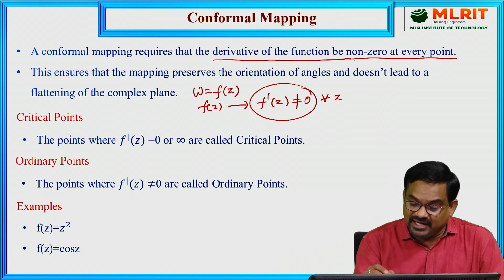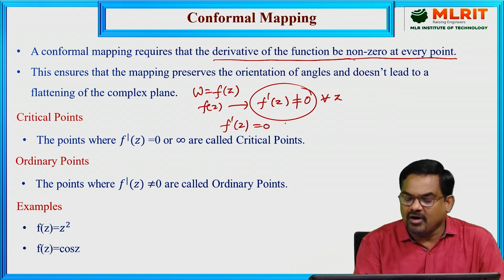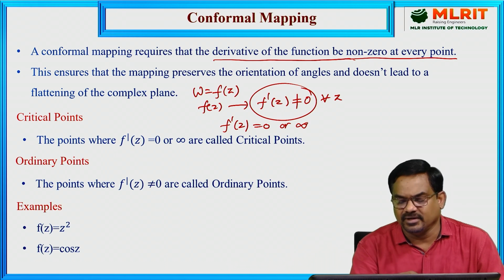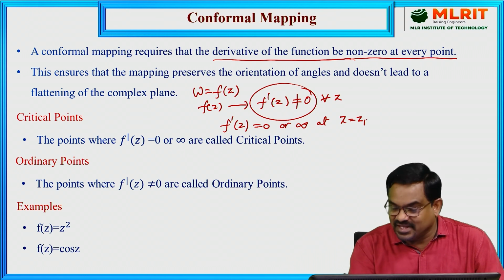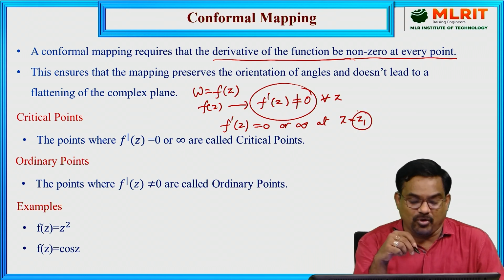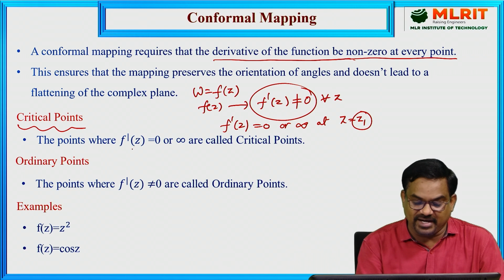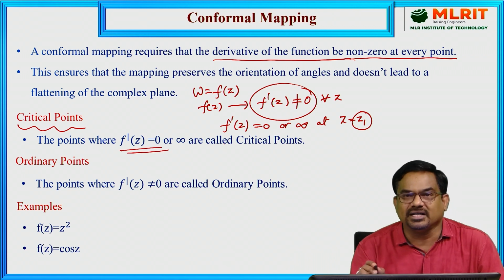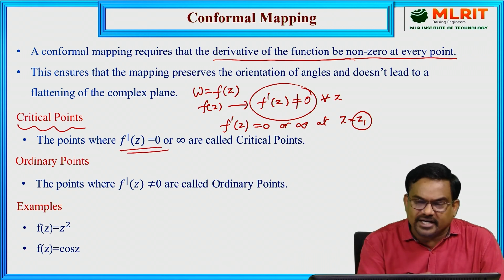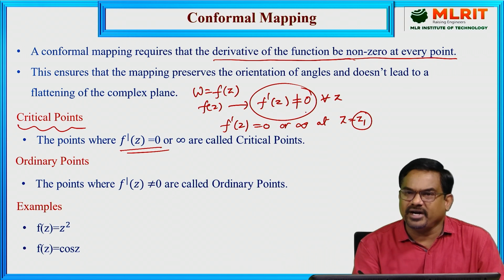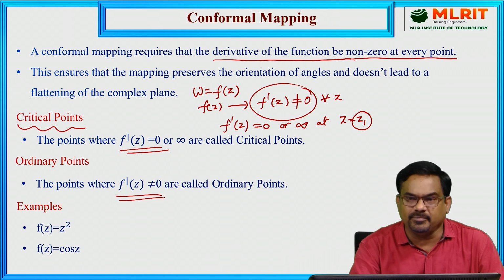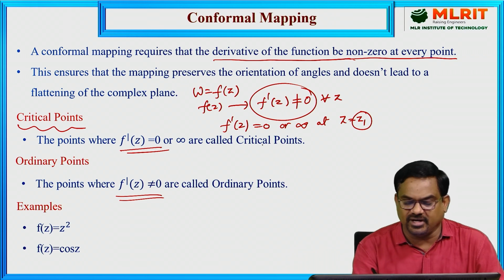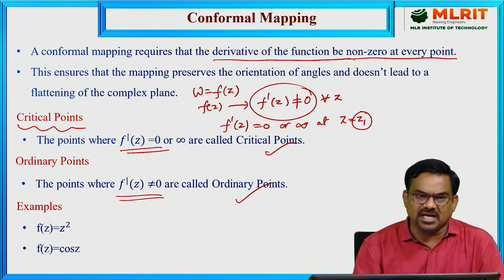For example, if the derivative is 0 or infinity, or cannot be determined at some point z equal to z1, let us suppose, then this z1 is said to be a critical point. So the points where f dash z is 0 or infinity are called critical points. Ordinary points are the points at which the derivative is non-zero. So f dash z not equal to 0 are called ordinary points, and f dash z is 0 or infinity are called critical points.